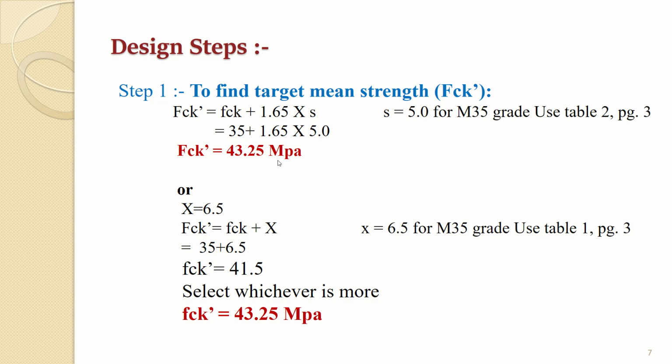So this particular addition is 43.25 MPa, or in other way also, as per the IS, we can calculate FCK dash as FCK plus X, where X is 6.5 for M35 grade. So it is given in Table 1, on page 3 in IS 10262. While going through this particular problem, keep your IS code with you, so that whatever I am discussing you will better understand.